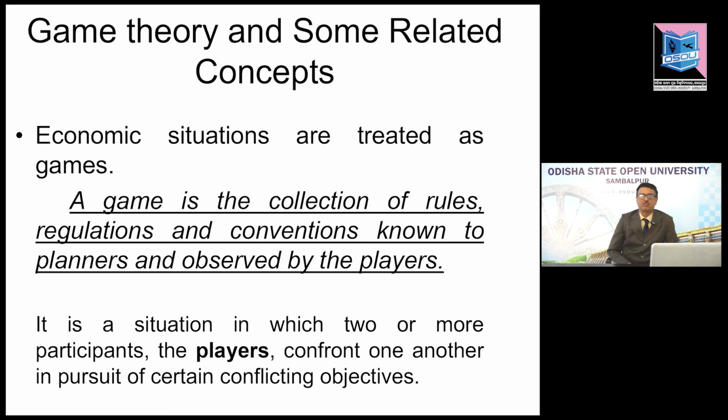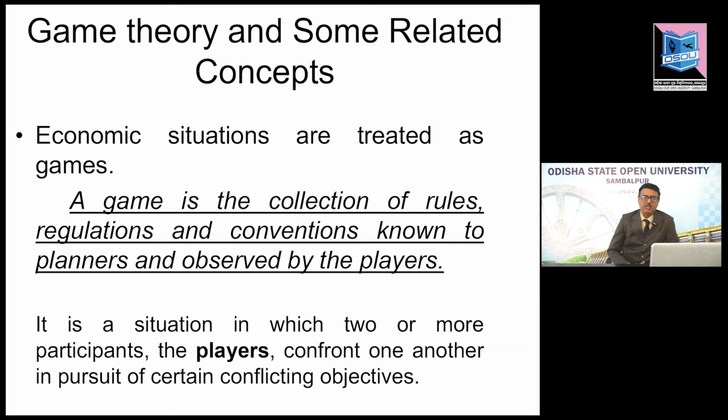A game is the collection of rules, regulations and conventions known to the players and observed by them. In any game, for example cricket, we have an umpire who regulates the entire game. There are certain rules: who can bowl how many balls in an over, how they can bat, or who should bat first. Similarly, in the game of economics there are rules and conventions observed by the players, and there is an umpire, maybe the regulator, who regulates the game.